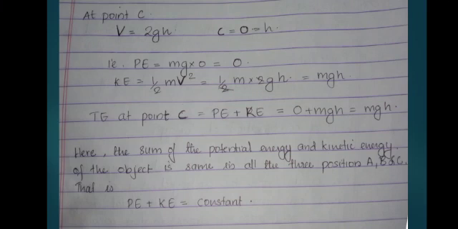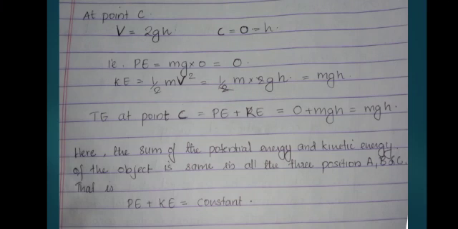That means at position A, position B and position C, the total energy is mgh. Here the sum of the potential energy and kinetic energy of the object is the same in all three positions A, B and C. Wherever we are taking the position, the energy is always the same.